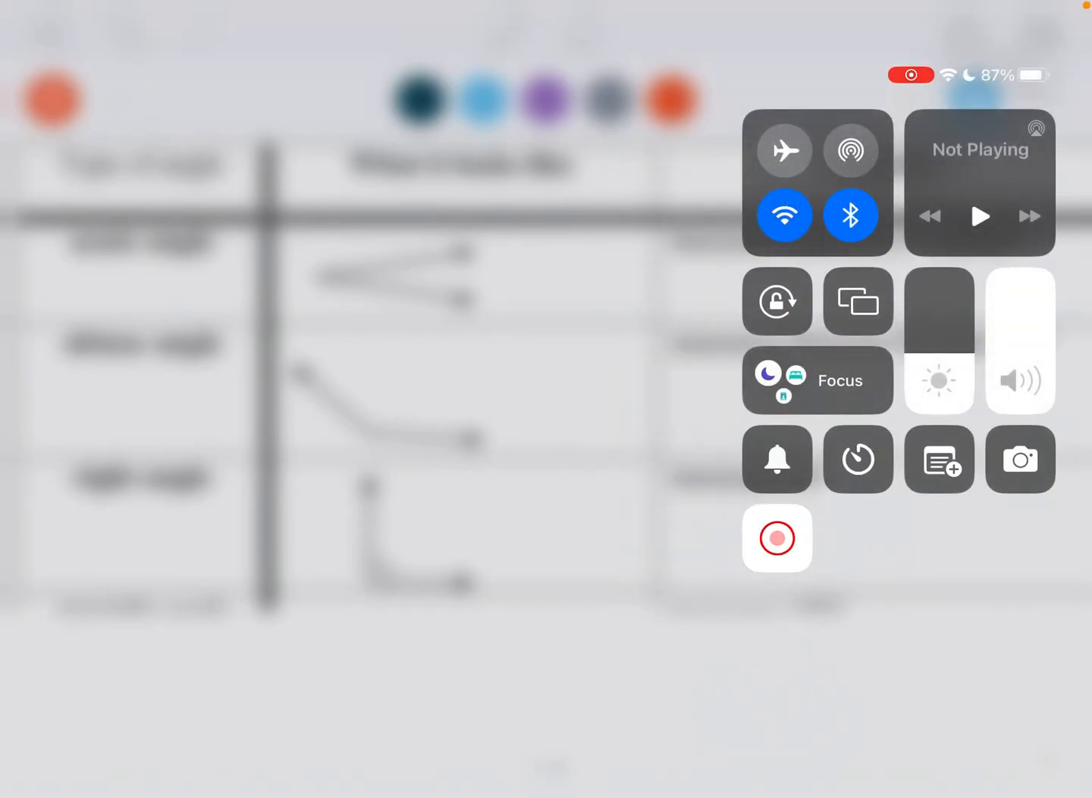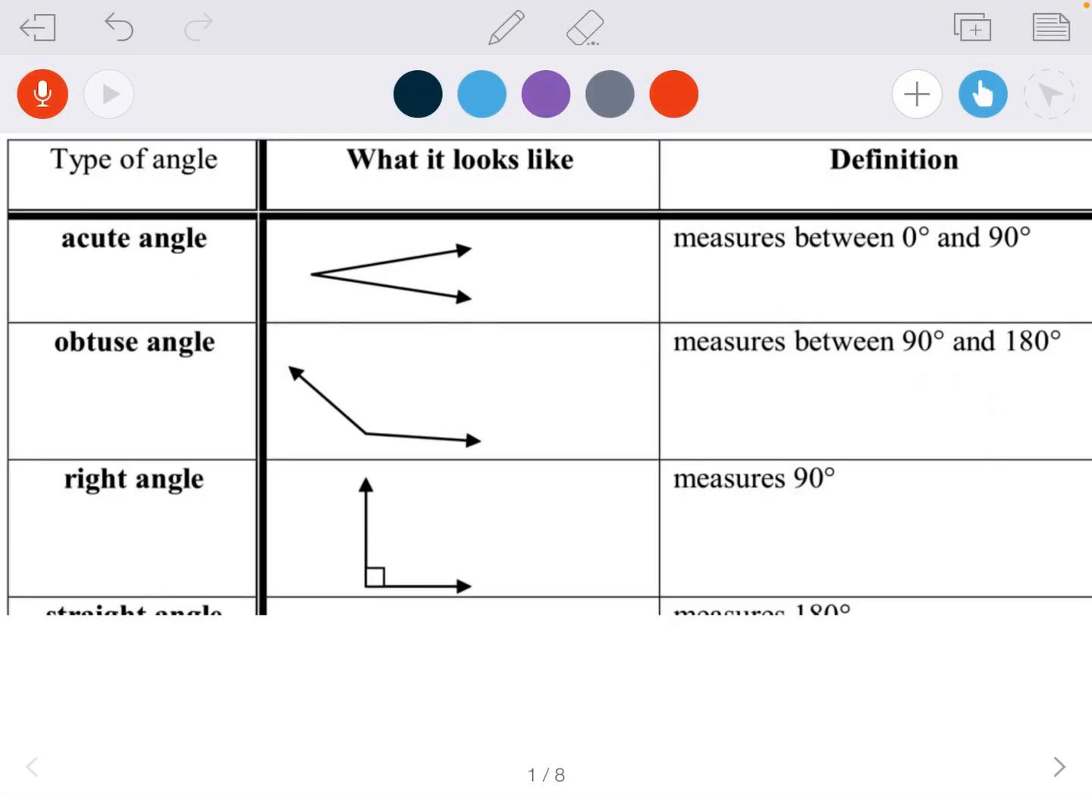Hey, Miss Gideon here. I'm going to show you a quick little lesson about Unit 1, Lesson 2 in our math curriculum. So, a quick review. Definitions, as I told you, are very important.